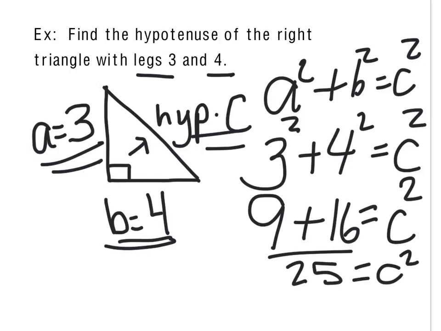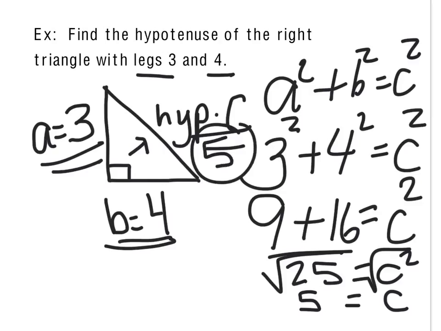What's the opposite of a squared problem? You're going to take the square root. So we get c equals the square root of 25, which is exactly 5 because that's one of your perfect squares. All right, you are done. See, the hypotenuse is 5.